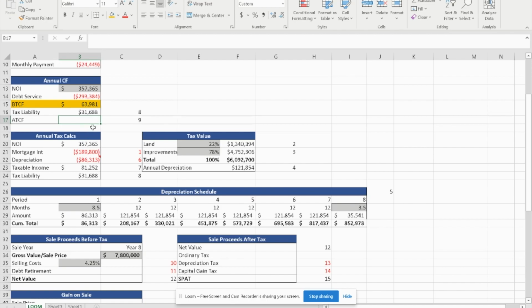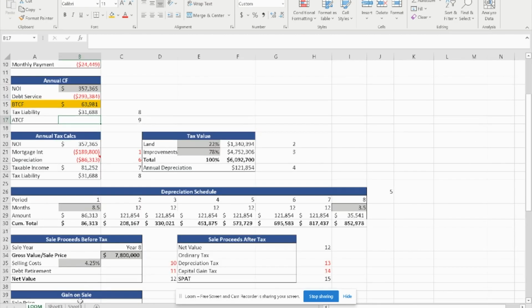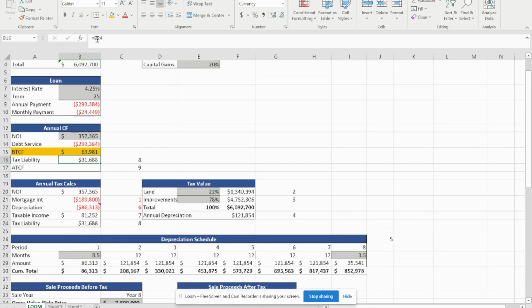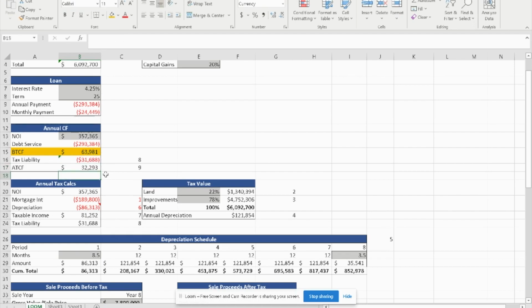The after-tax cash flow then is going to be the sum. We're going to bring the tax liability in as a negative number. The after-tax cash flow is going to be the sum of the before-tax cash flow and the tax liability, which gives you $32,000. That is our after-tax cash flow for this property, and we've completed step 9.